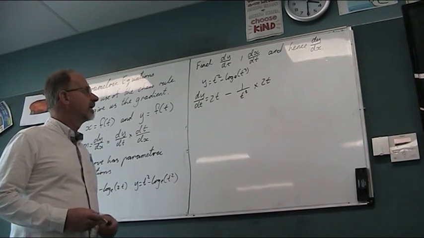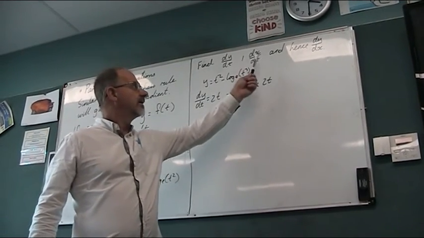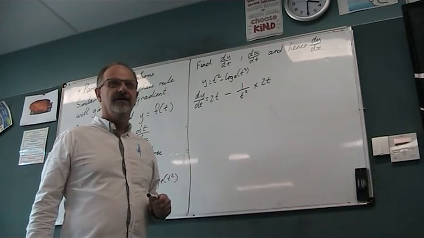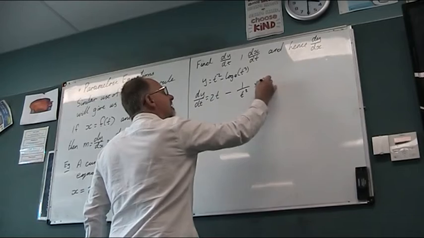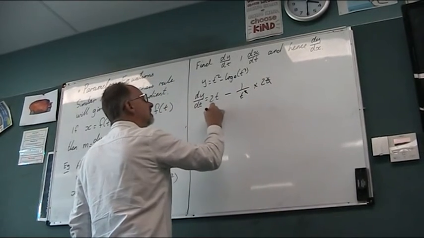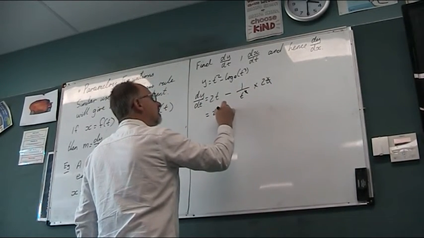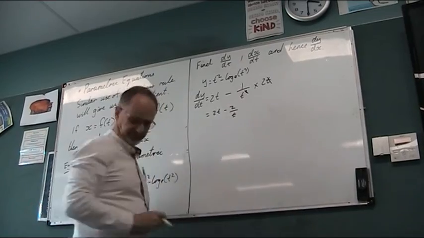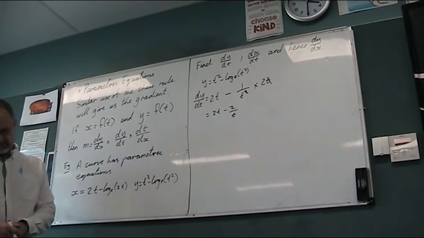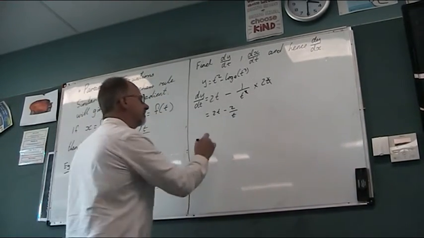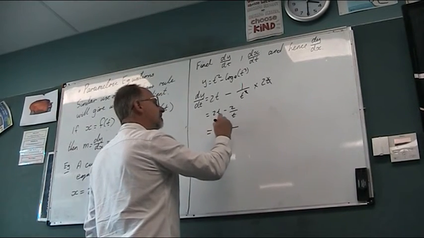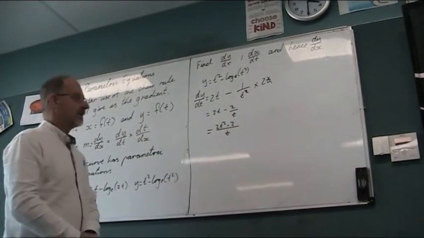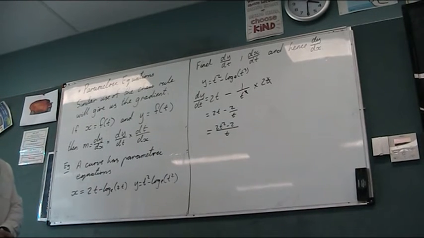So what happens is this t cancels out with one of those, and so you've got 2t minus 2 on t. And then we could stick that all over one denominator of t, giving 2t squared minus 2 over t, which is going to make life easier later.